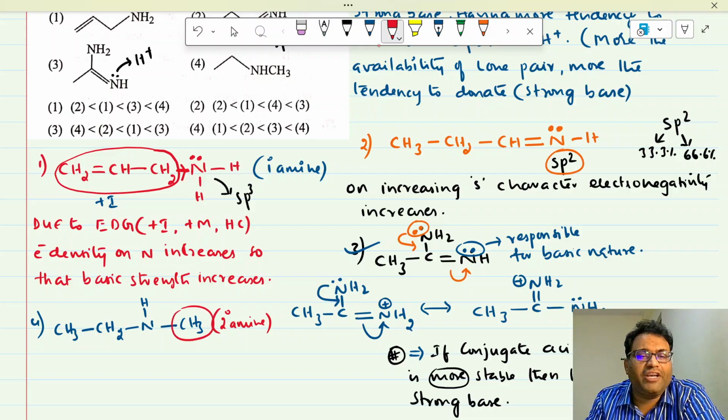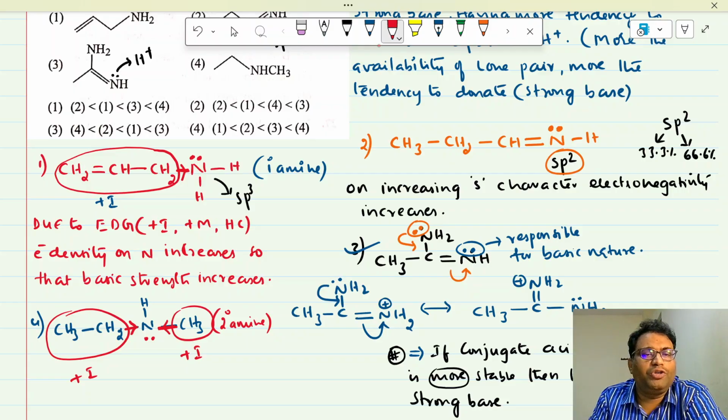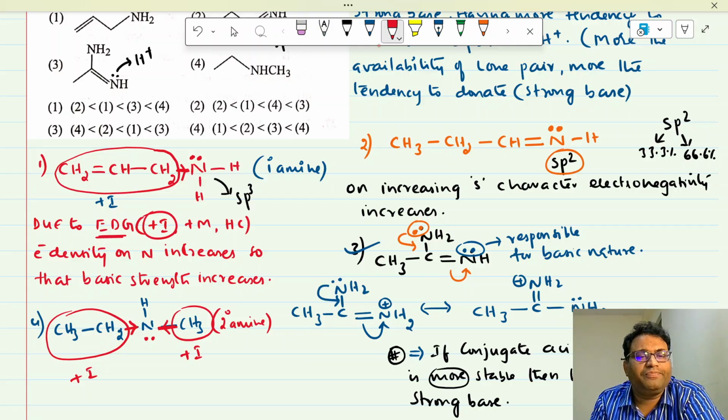On both sides we have a plus I group. So both will push the electron density towards nitrogen, so that this electron pair density increases. Already we have studied that due to a plus I group, that is an electron donating group, the electron density on nitrogen increases, so that the basic strength increases, right?